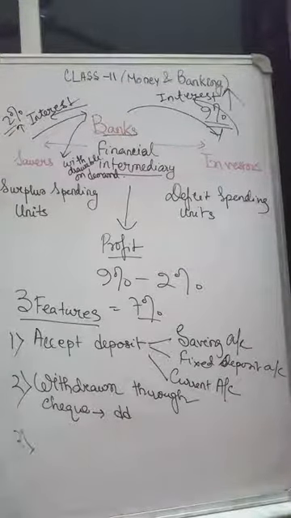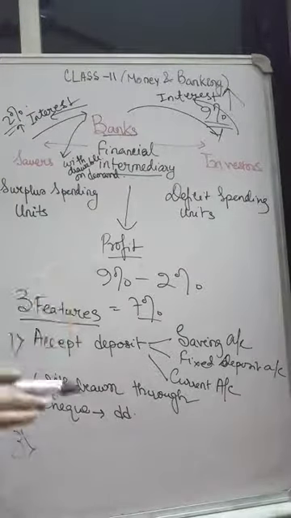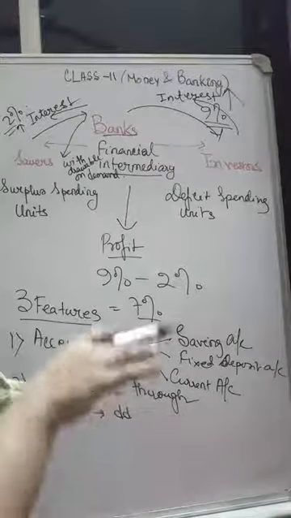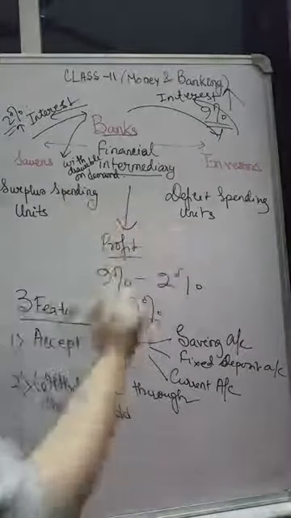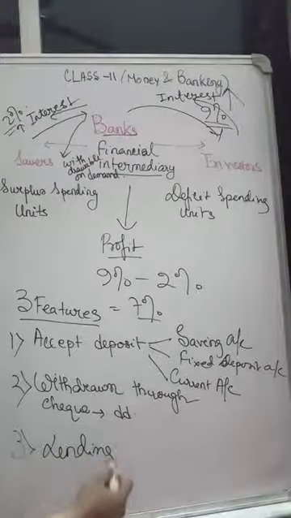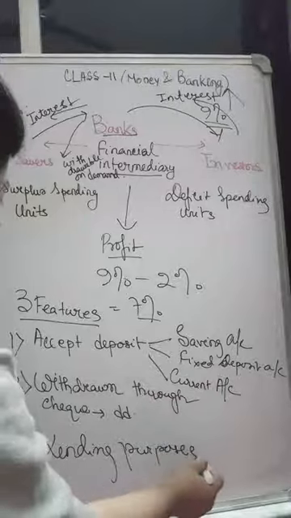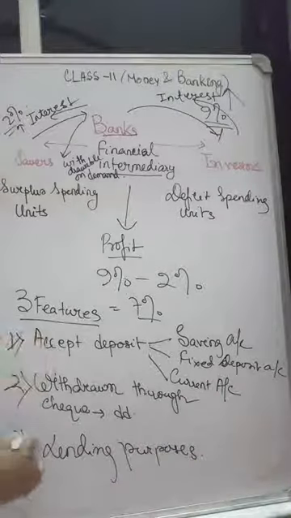Number three, the bank never keeps our money with itself, but its main purpose is to use the money for lending. So it uses the money for lending purposes. If all these three features are present, then only you can call it a bank.